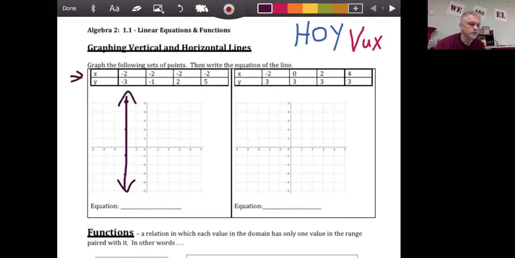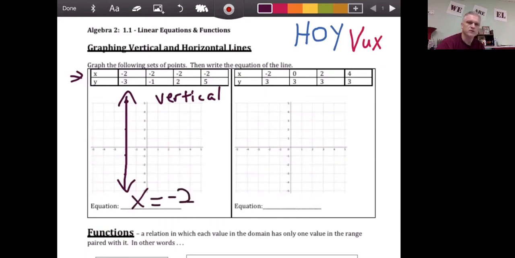So what did you notice about this line? Well, it is vertical. And if you look at the ordered pairs, you should notice that every single x coordinate is -2. So the equation of this vertical line is x equals -2.